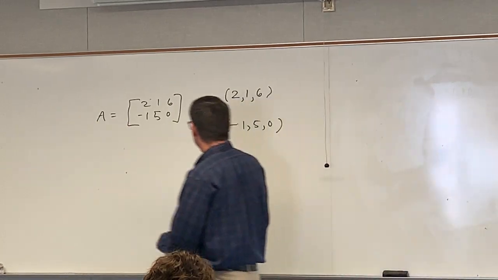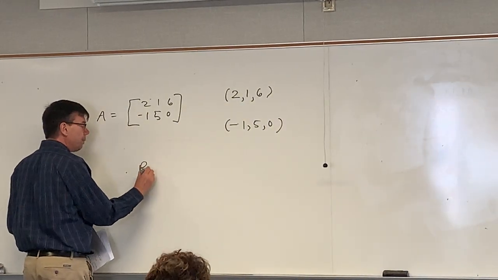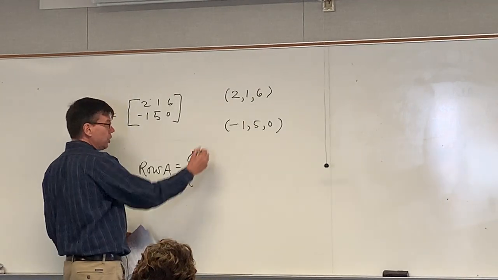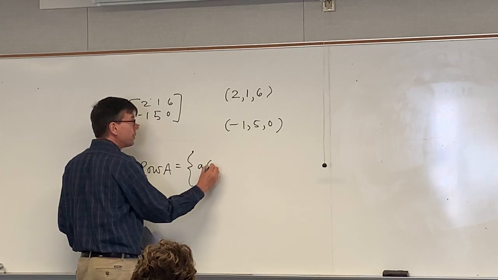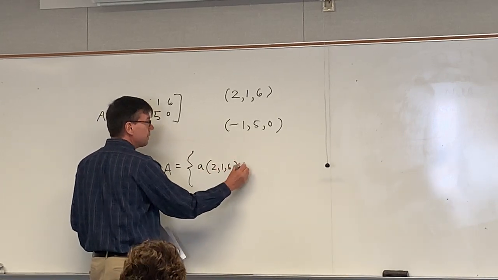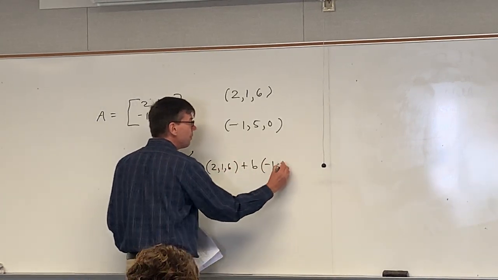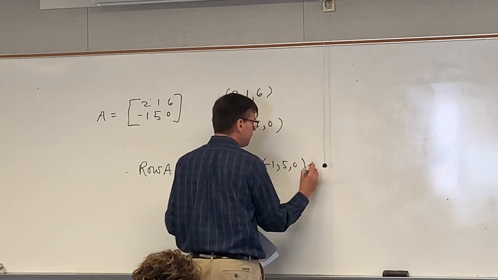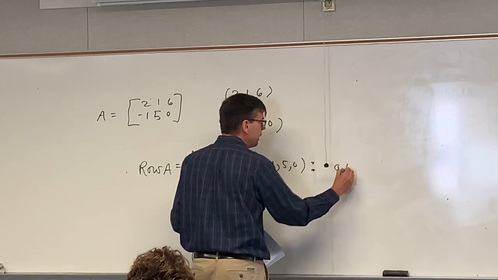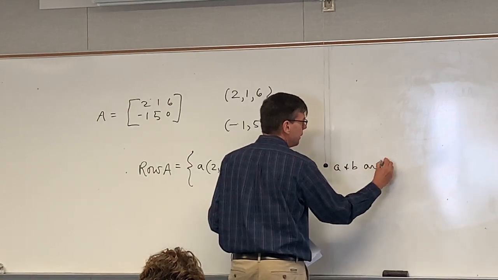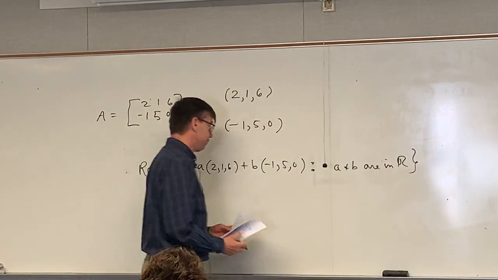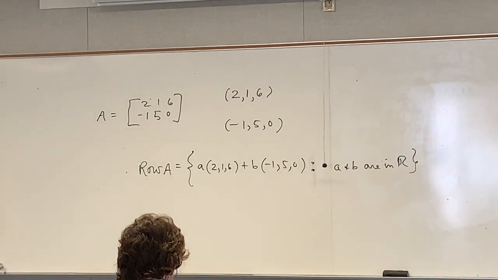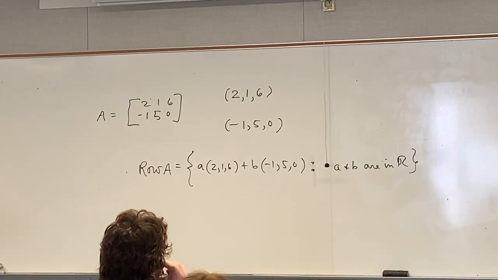So now we got this thing called the row space of A. It is just the set of all linear combinations, right? A times 2, 1, 6 plus B times negative 1, 5, 0, where A and B are in R. So it's totally analogous to column space. And I guess it's all on our handout.